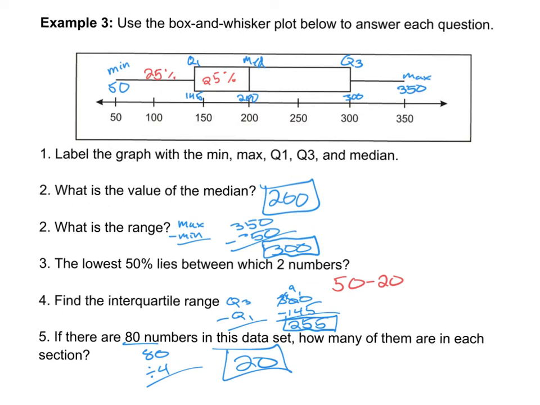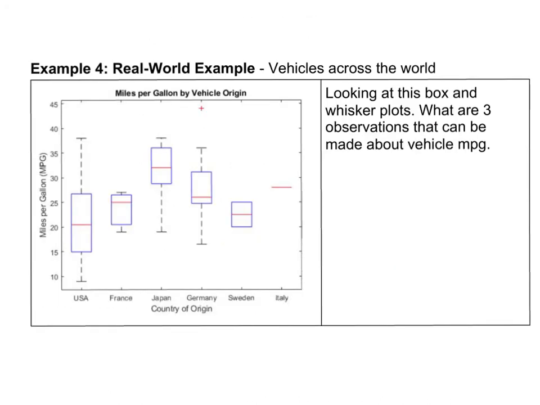Okay, let's take a look at the next one. Okay, looking at example 4, this is taking a look at some vehicles across the world. So looking at these box and whisker plots, what are 3 observations that can be made about the miles per gallon? All right, I'll let you take a look at these, pause here, and work through.